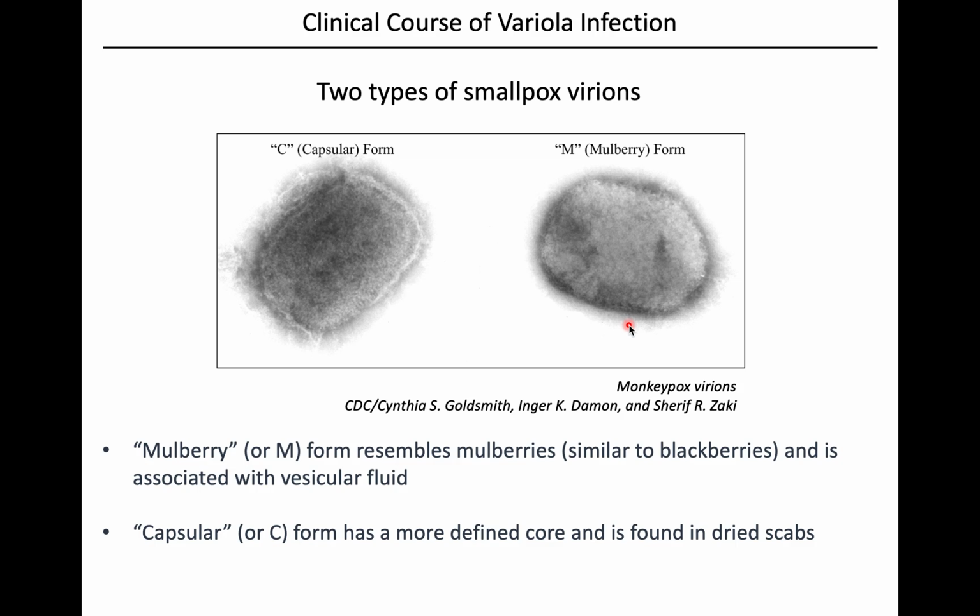Two different types of smallpox virions that you'll find during an infection. So you have on the right what's called the mulberry or the M form, so named because somebody thought it resembled a mulberry fruit, which, if you're not familiar with that, is kind of like a blackberry. And then you have the C form, capsular form, on the left, which has a little bit more of a defined core. And typically in any infection, you're going to find the C form more predominant in the scabs, in the rash itself, and the M form is usually going to be in the fluid, so vesicular fluid, for example.